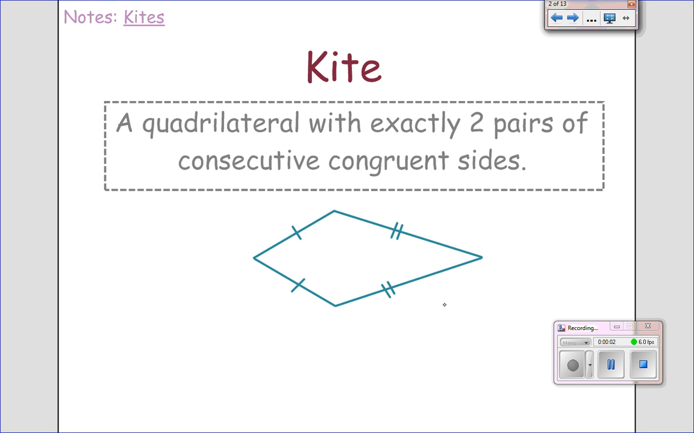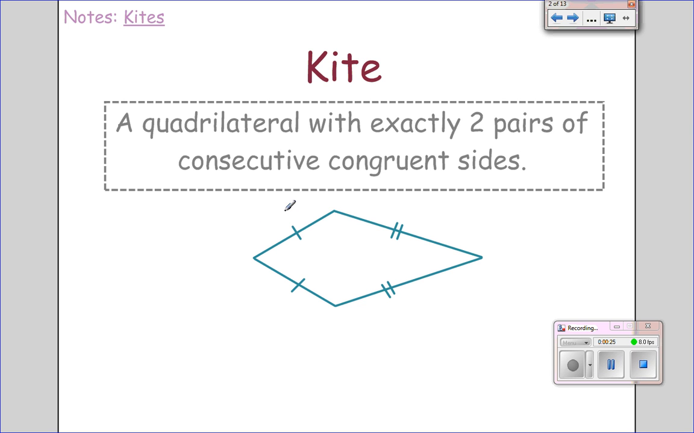In this video, we'll be looking at our final quadrilateral, the kite. A kite is a quadrilateral with exactly two pairs of consecutive congruent sides. In other words, the congruent sides are touching each other. This is different from the parallelogram because the congruent sides were opposite each other on the parallelogram. On the kite, they are adjacent and consecutive to each other.